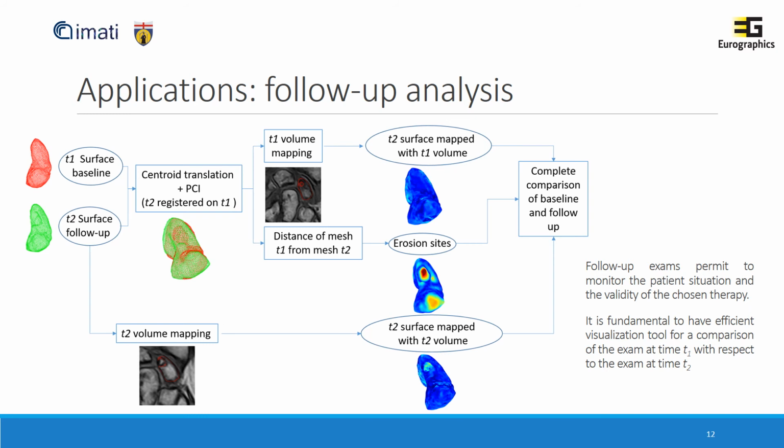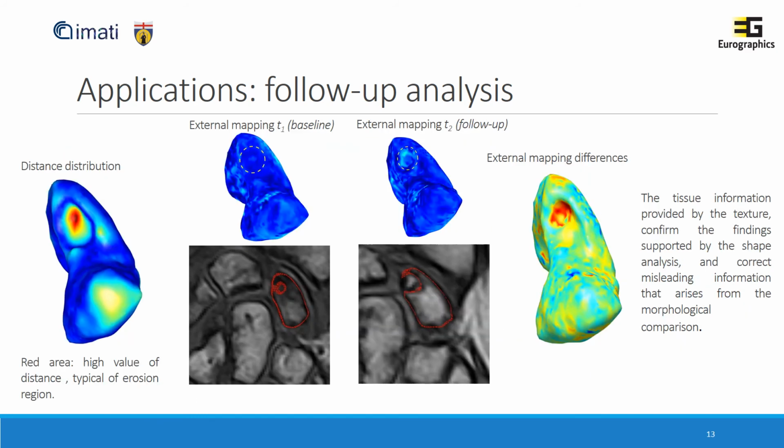Moreover, on the follow-up bone, we mapped the volume information at baseline time and at follow-up time to investigate if a change of texture could confirm the presence of an erosion. It is clear from the results that in correspondence of the erosion site, that is the red region in the distance distribution, there is also a change in the texture. At follow-up time, the external mapping results brighter, accordingly to the tissue changes that are visible in the MRI.